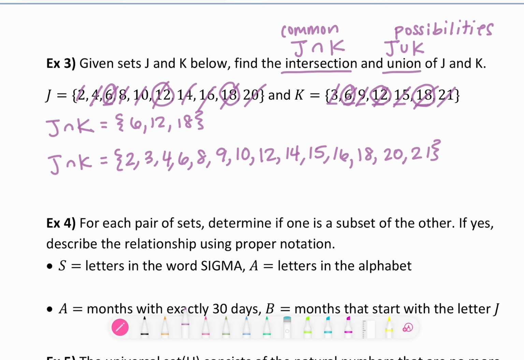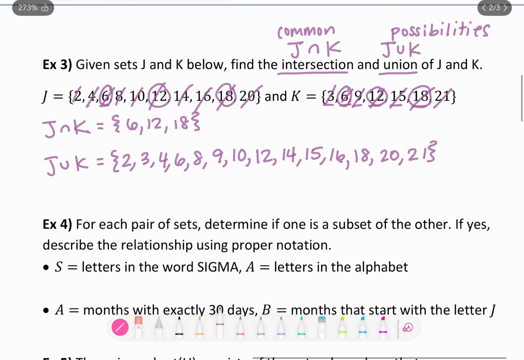Okay, so that's the union. Oh, I wrote this wrong. Make sure you fix that if you did what I did. So that's the union. This is the union. So it's all possibilities. So make sure that you fix that if you wrote it wrong. Okay, so this is the union. Okay, perfect. Let's look at the next one.